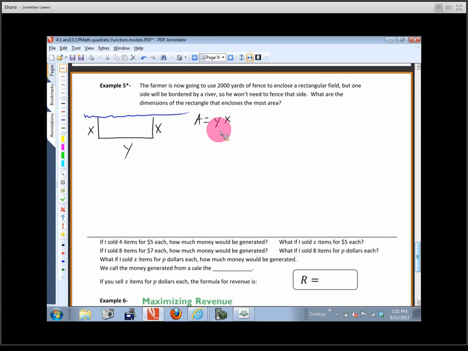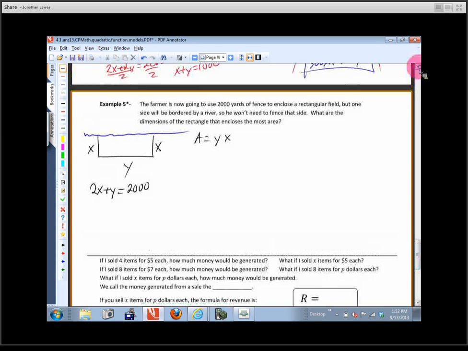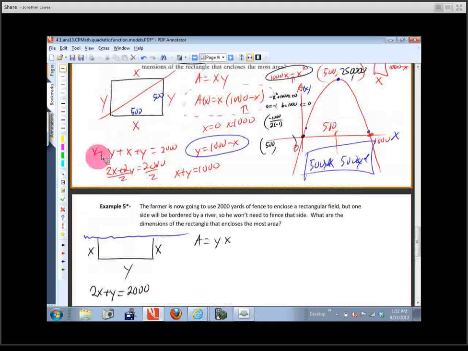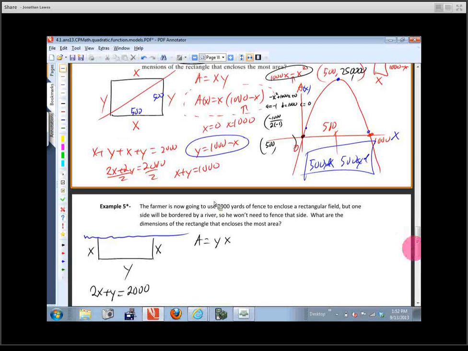Josh says it's 2x plus y equals 2,000. And how did you get that? Yep, the 2 x's and the y, that makes up the fence. It's the same thing that we did up above, but instead of having 4 sides to worry about, x plus y plus x plus y, we only have x plus y plus x to worry about.